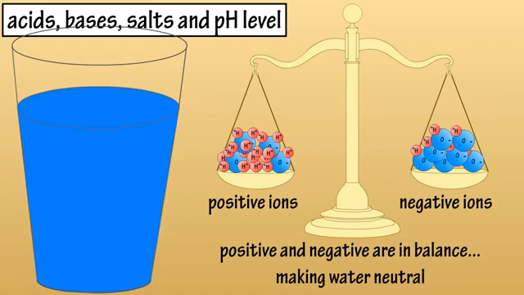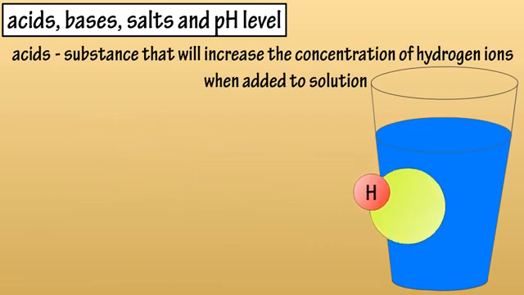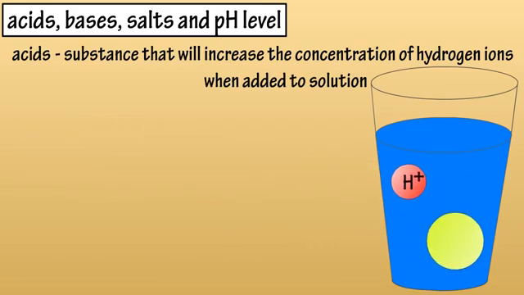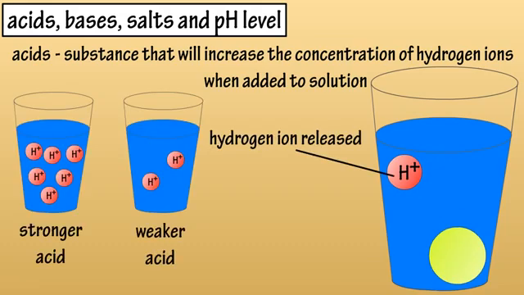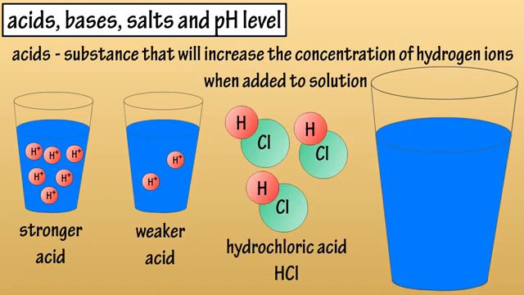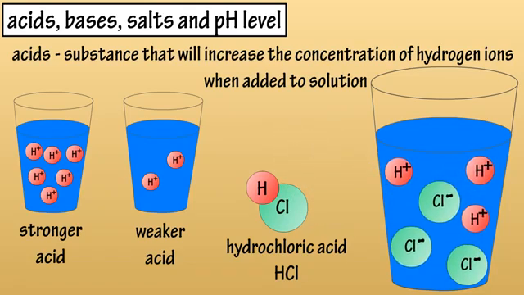Now for acids. An acid is any substance that when added to an aqueous solution or water will release a hydrogen ion or increase the concentration of hydrogen ions. So, how strong an acid is depends on the amount of hydrogen ions produced. For instance, hydrochloric acid, or HCl, which is a hydrogen atom bonded to a chlorine atom, when added to solution or water, will dissociate or break down into negative chlorine ions and positive hydrogen ions. Hydrochloric acid is a strong acid as it completely dissociates in water.